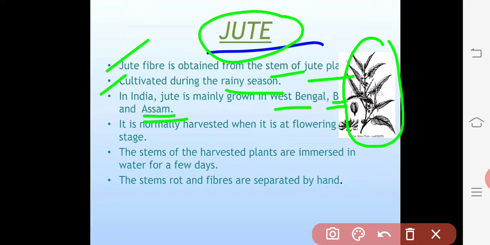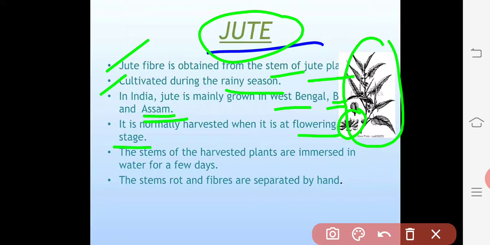It is normally harvested at the flowering stage, when the plant comes to the flower stage and the flowers fall down. Like cotton balls, which fall down after the very mature stage, similarly the jute plant is harvested when it is completely grown, at the flowering stage, and only then.